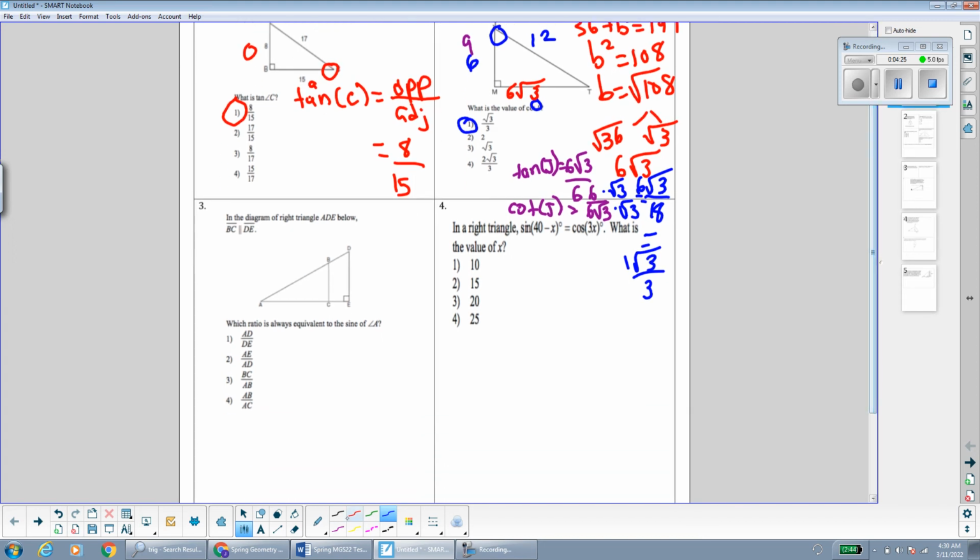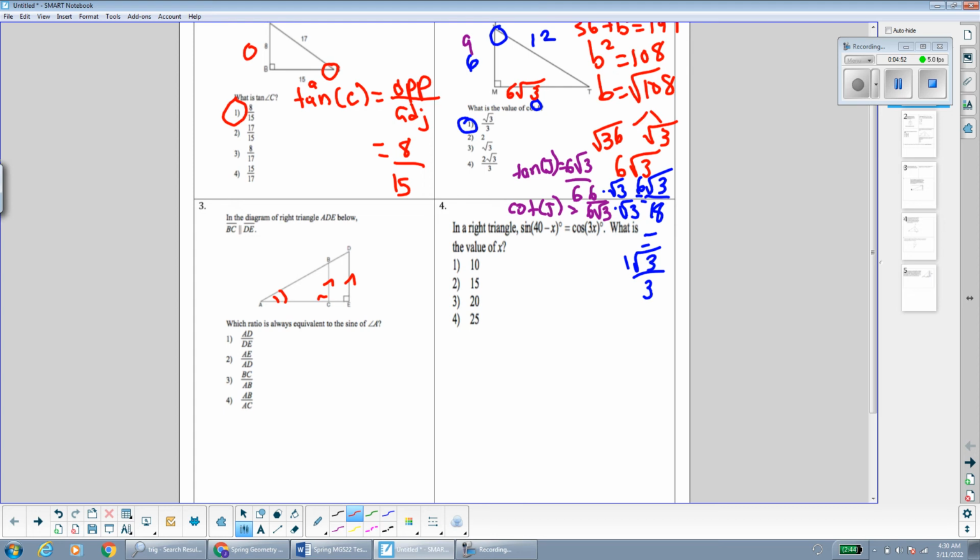In number 3, it's asking us what ratio is always equivalent to sine of angle A. And in the givens, they tell us that BC is parallel to DE. So just keep in mind here that we have 2 similar triangles. The small and the big triangles are similar. They share an angle. And since we have parallel lines, corresponding angles are also congruent. So just keep in mind that we have similar triangles.